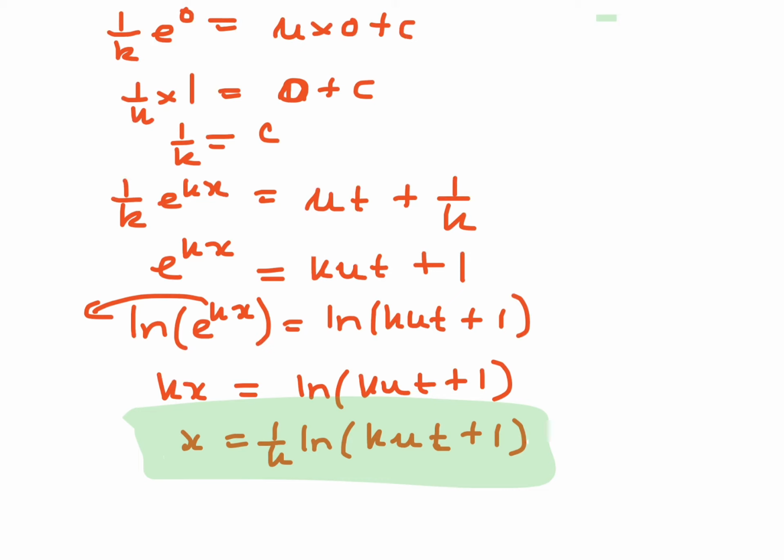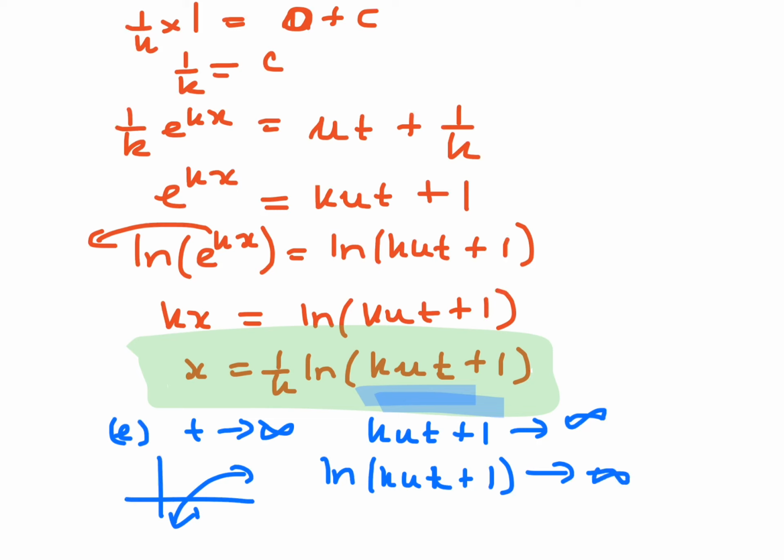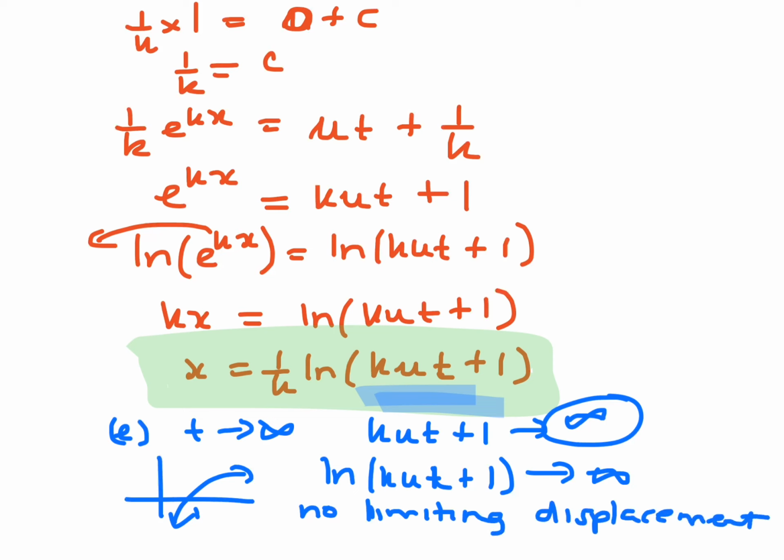Now, I think the question really here is, does this one actually have a limiting displacement? Like if you made time go on to infinity, would it have a limit? As time goes on to infinity, k mu t plus 1 will go on to infinity. Now when you log it, if you think about the log graph, it looks like that. So it does actually go on to infinity, it just goes on at a less rapid rate than it normally would if it was just a number. So it has no limiting distance. It will just keep going on and on and on. So it has no limiting displacement.